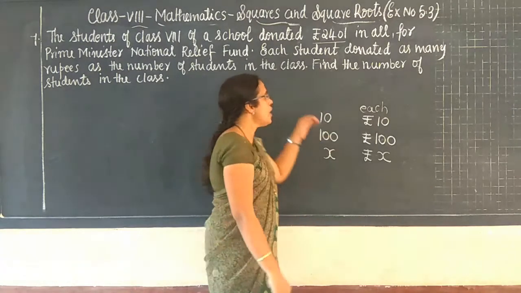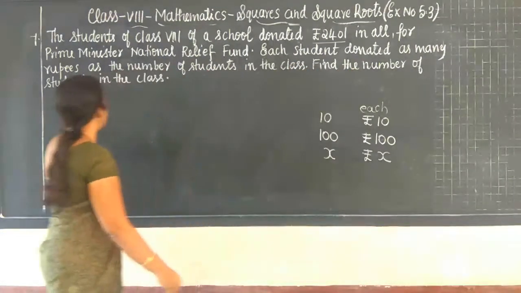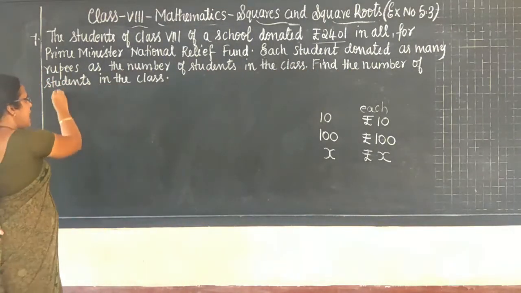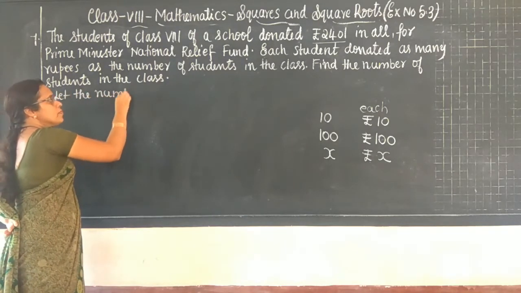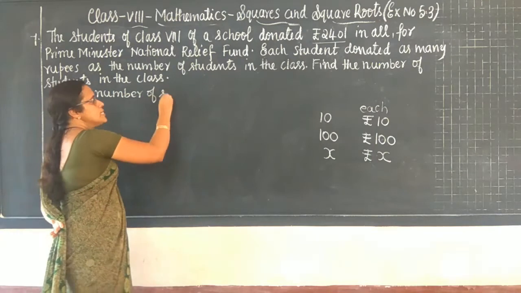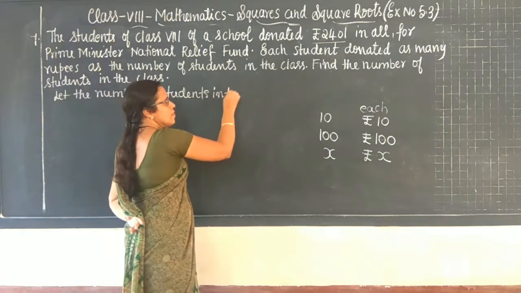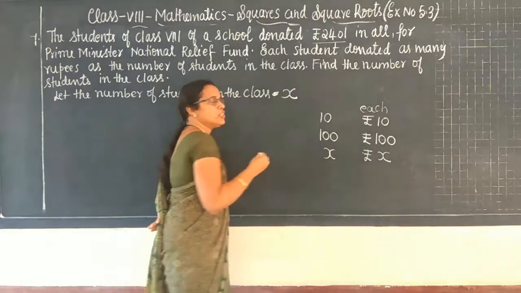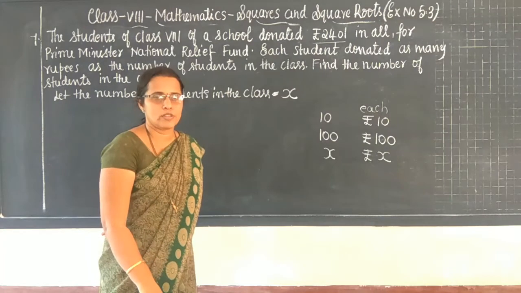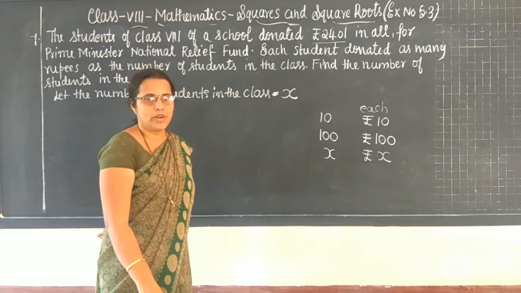Okay, so what can I take here? See, find the number of students in the class. Let the number of students in the class be, how many are there? X students. I don't know how many are there, so I will take it as X. Let us assume X students are there.